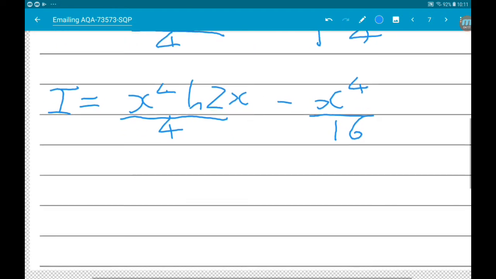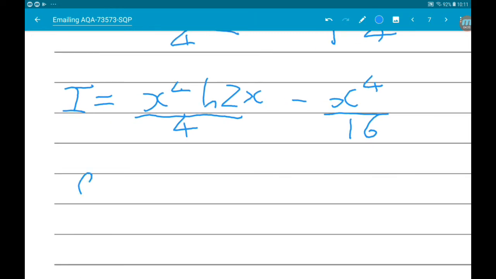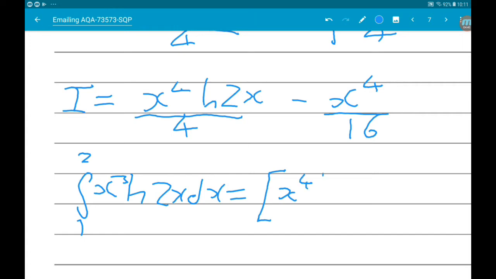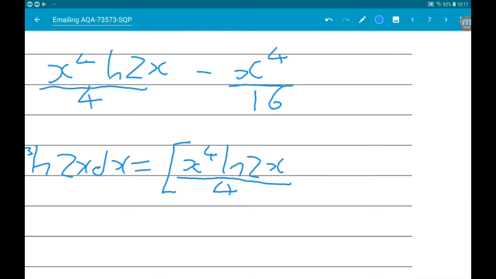So now then we can say that the integral between 1 and 2 of x cubed log 2x with respect to x is equal to x to the 4 log 2x over 4 minus x to the 4 over 16, between 1 and 2.